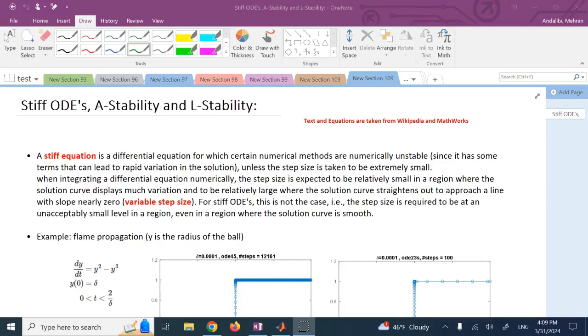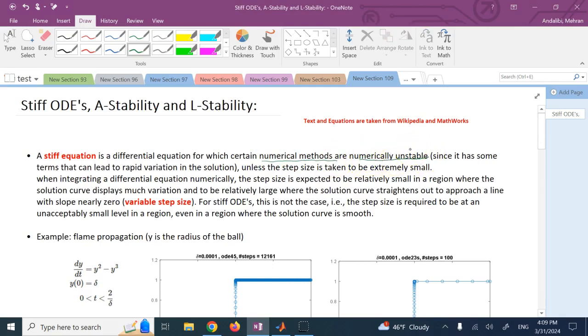Hello everyone. In this video, we are going to finally talk about stiff differential equations as well as A and L stability. So what is a stiff equation? Although there is not really a very clear definition of a stiff equation, we can say it is an ODE for which some numerical algorithms are numerically unstable.